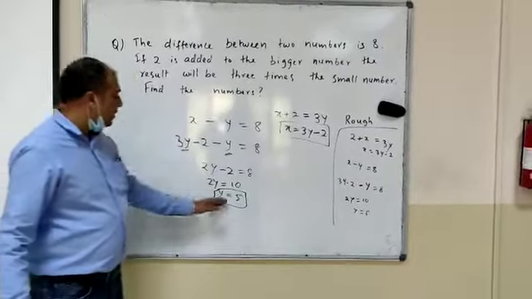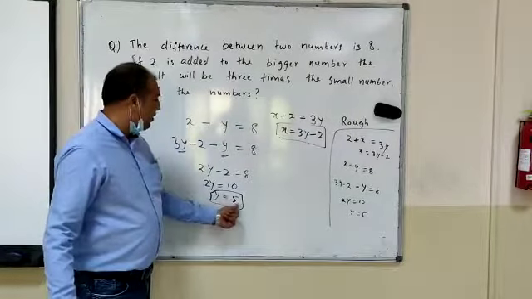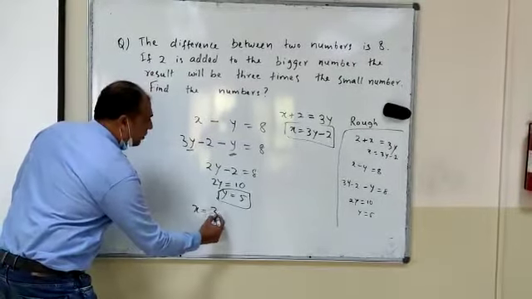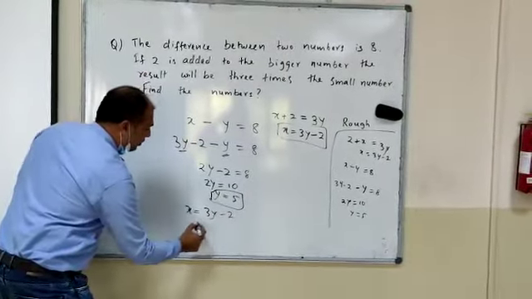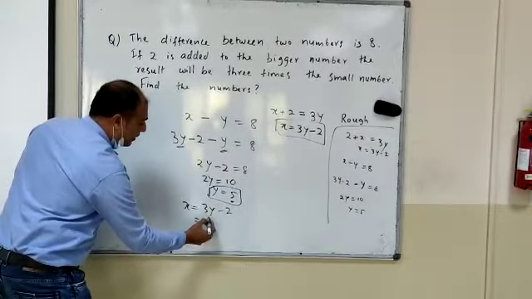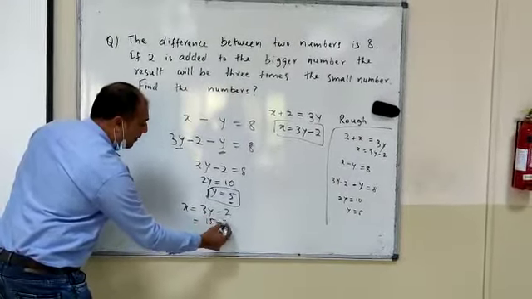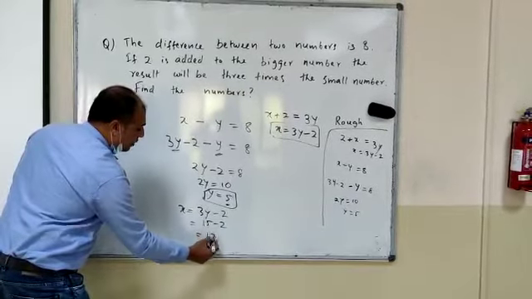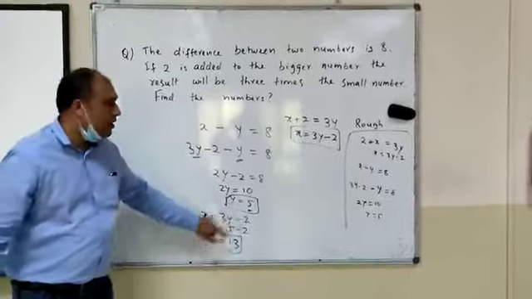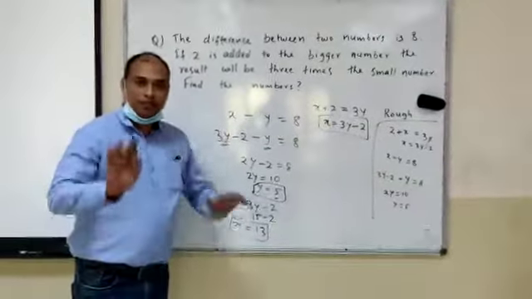Fine. So now you can substitute this value here, y equals this one. So then you will get x. x equals 3y minus 2. y is 5, so 3 into 5 is 15. 15 minus 2 equals 13. x equals 13. So like this we have got two values. Fine, that's it.